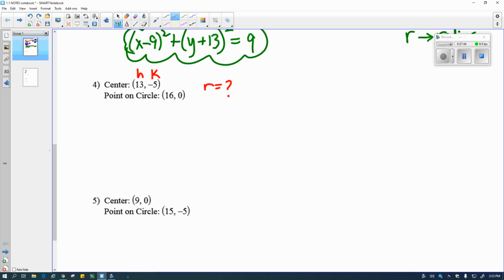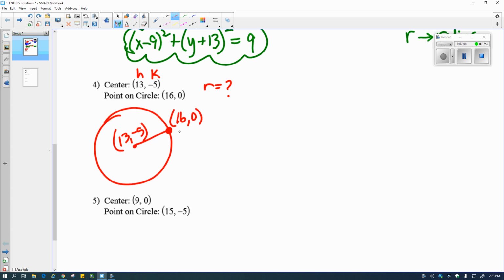And this is where the distance formula comes into play, because if you think about it, if I draw a circle, my center is 13, negative 5. And my radius goes out to a point on the circle. That point is 16, 0. So my radius is going to be the distance between those 2 points. So I'll set up to find my radius by using the distance formula, where I have my x1, y1, x2, y2, and then I can go ahead and do the distance formula that I did before.